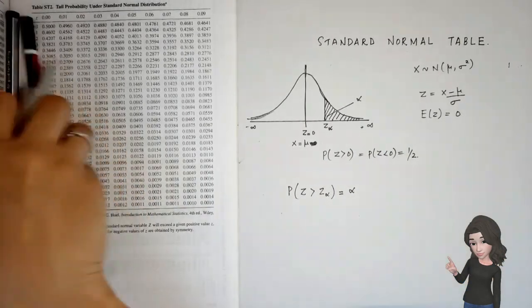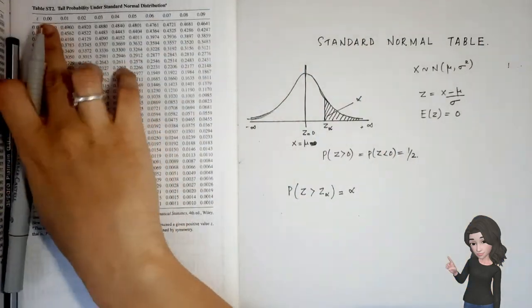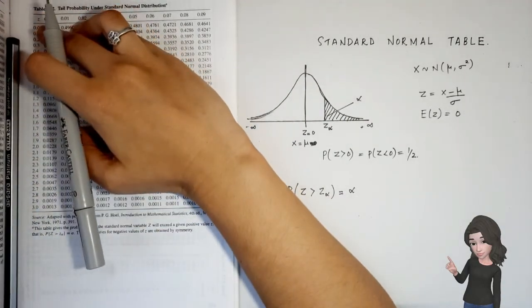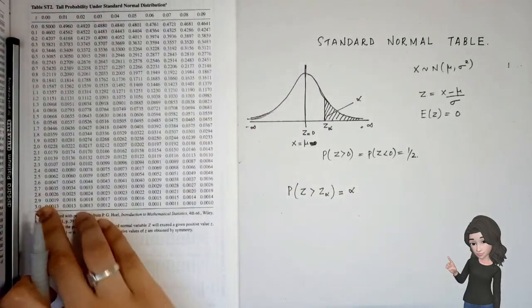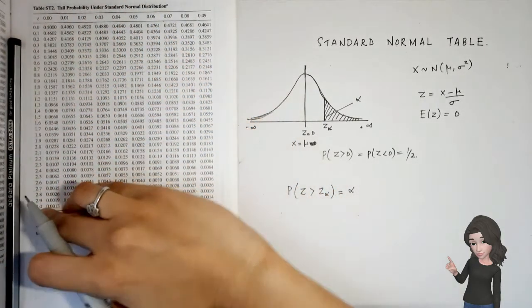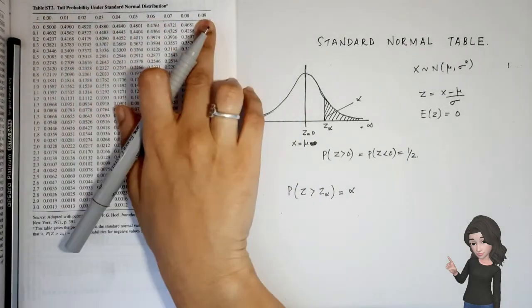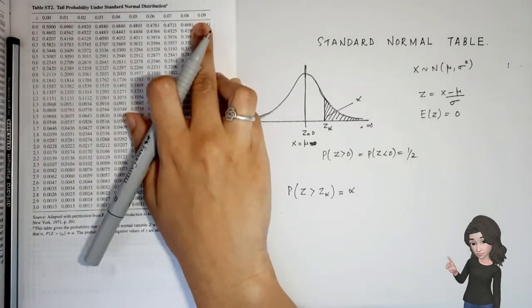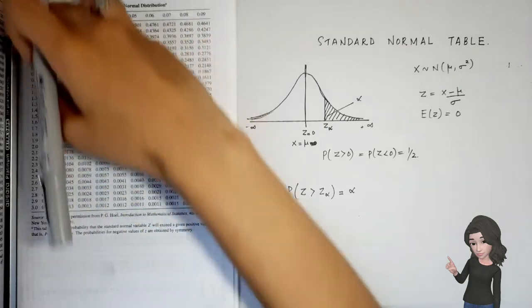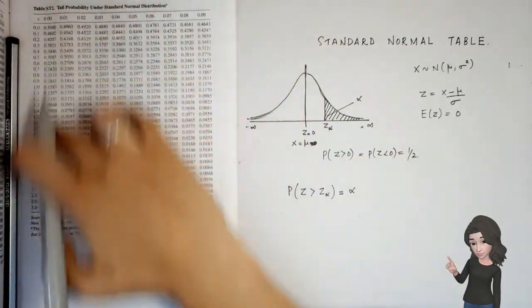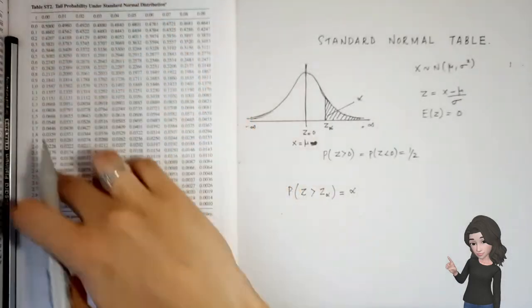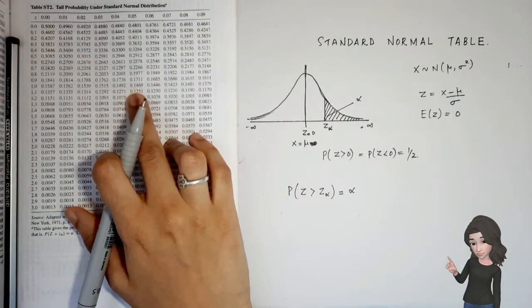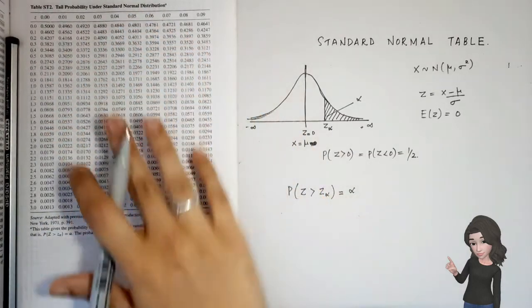These Z values are given in the margin. In the first column we can see that it is 0.0 to 3.0, so we have almost 30 entries here. Similarly, in the first row, in the margin, we have 0.00, 0.01 up to 0.09. So this is how the margin is, and these are the Z values. And what is inside this table? It has 4 digits after the decimal. Those are the probabilities.